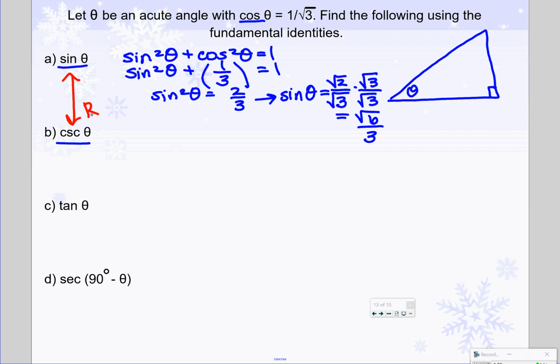Now, this is an opportunity where I can work smarter, not harder, right? I can take this answer and flip it, but then I'd have a radical in the denominator. I'd have to rationalize. I'd probably have to reduce. I can take this answer and flip it. I still have to rationalize, but I probably won't have to reduce because my numbers are smaller. So I'm going to take that one and flip it.